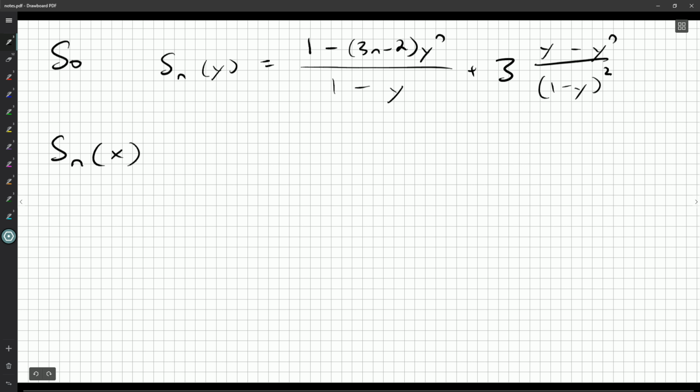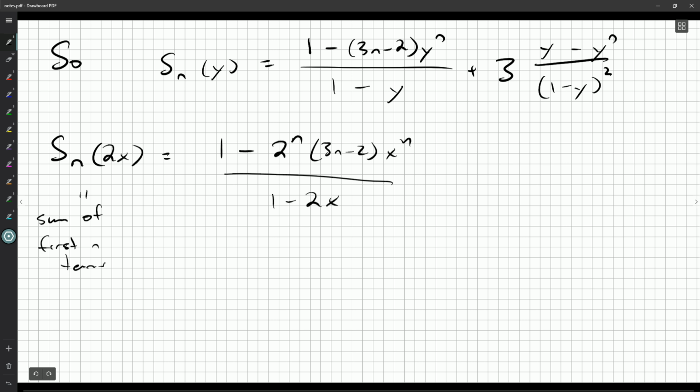And then S_n of 2x, and this is what they're asking for, the sum of the first n terms, would be (1 minus 2 to the n, 3n minus 2x to the n) over (1 minus 2x), plus (2x minus 2 to the n, x to the n) over (1 minus 2x) all squared.